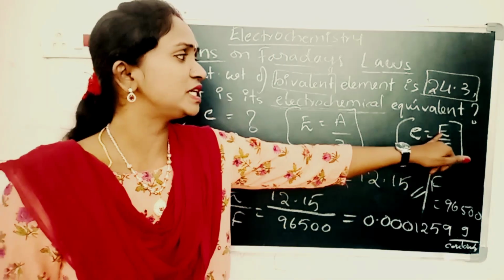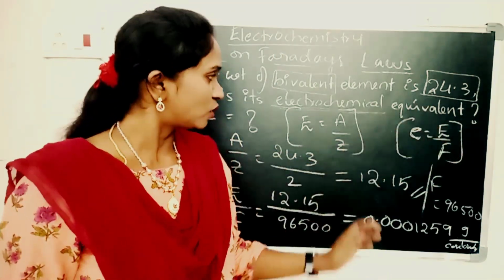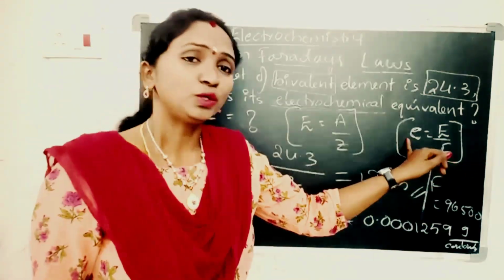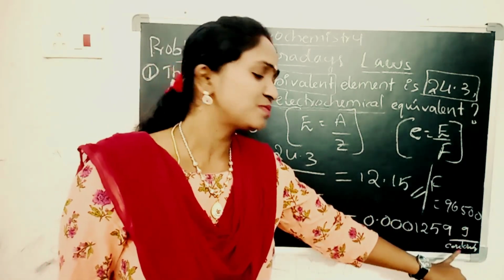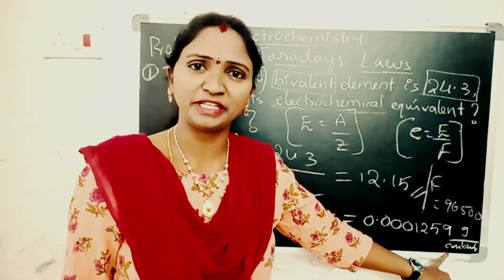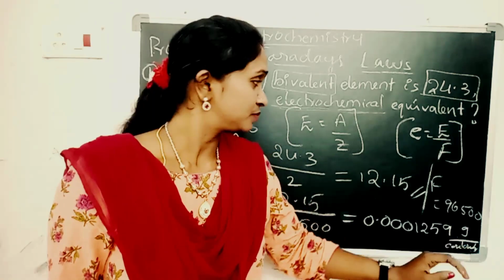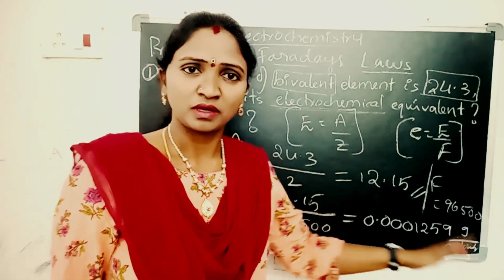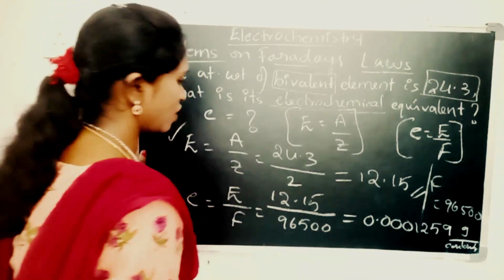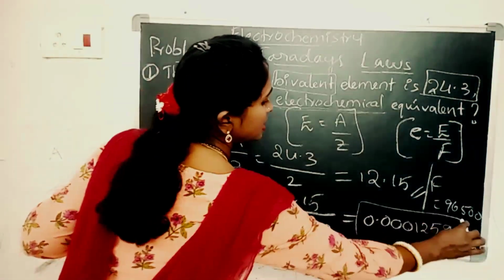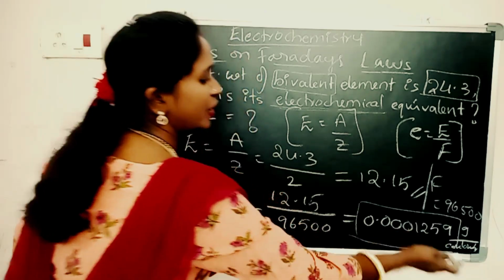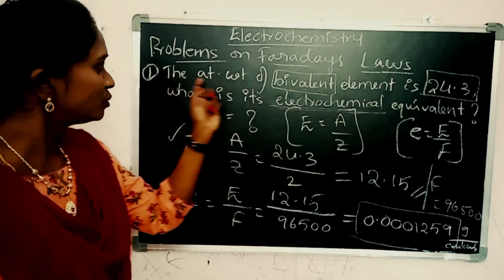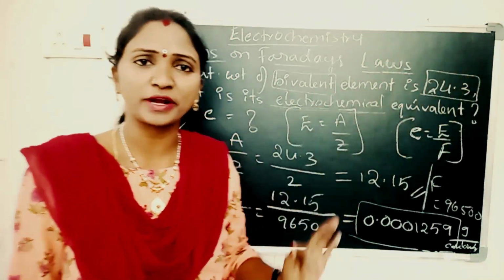The units for small e are grams per coulomb. There are no units for capital E because chemical equivalent is nothing but equivalent weight. Small e has the units grams per coulomb because that is nothing but weight of the substance. So this is the final answer: small e is 0.0001259 grams per coulomb.